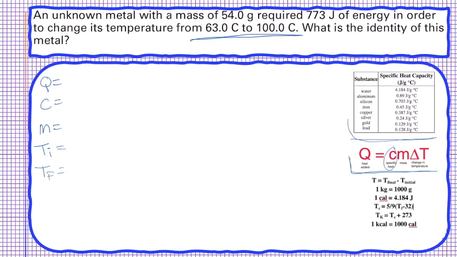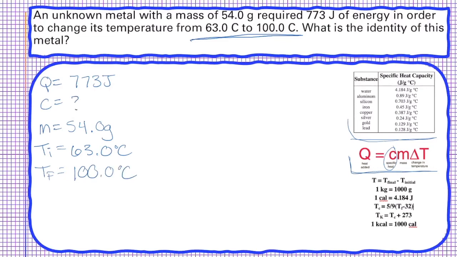Okay, and so let's go ahead and read through this problem and plug in this information that I have. It says an unknown metal with a mass of 54.0 grams required 773 joules of energy in order to change its temperature from 63 degrees Celsius, so that's our initial temperature, to 100 degrees Celsius, which is our final temperature.